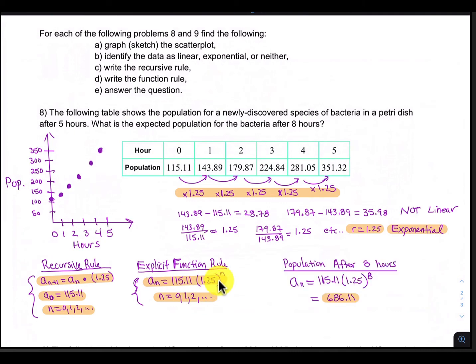Now we want to answer the question, and that is, what is the population after 8 hours? So you take the explicit formula and just plug in 8 for n. So that's 115.11 times 1.25, all raised to the power of 8. That just goes in your calculator, and you get approximately 686.11.